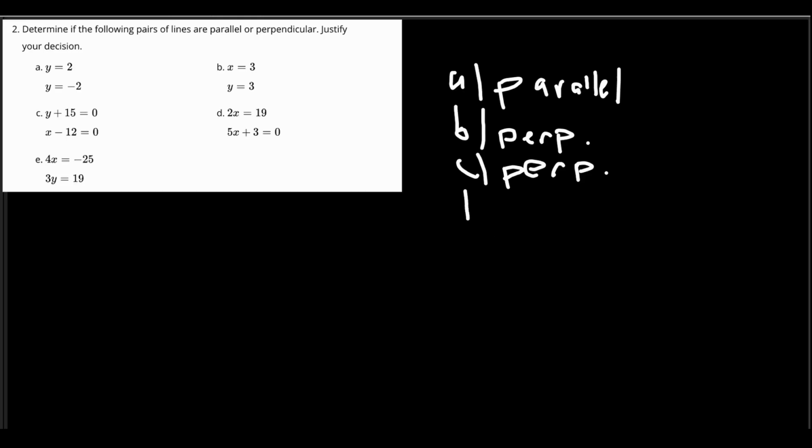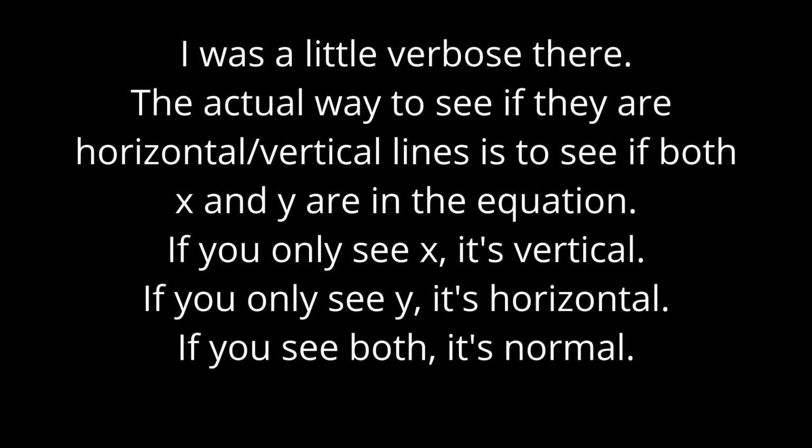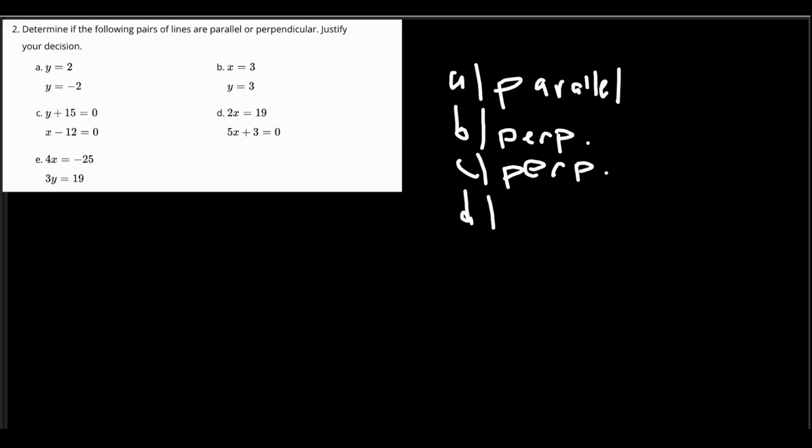So now for D, we have 2x equal to 19, and 5x plus 3 is equal to 0. And we can just try to simplify these a little bit.